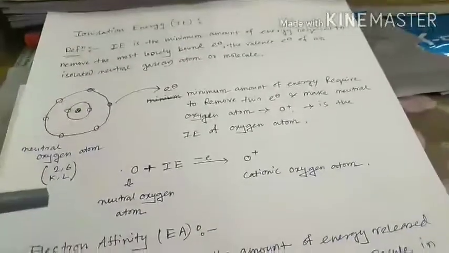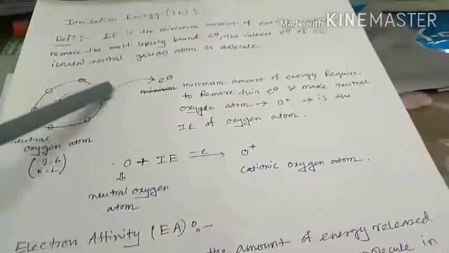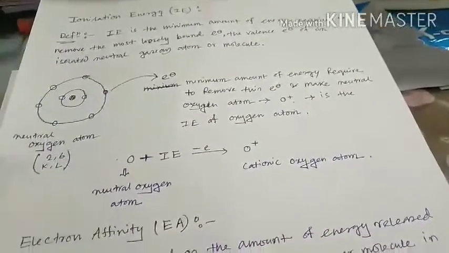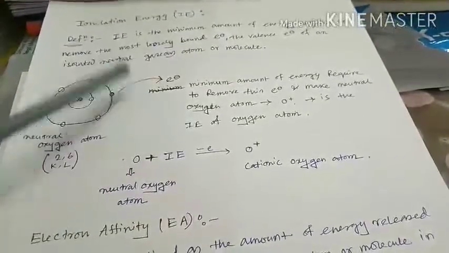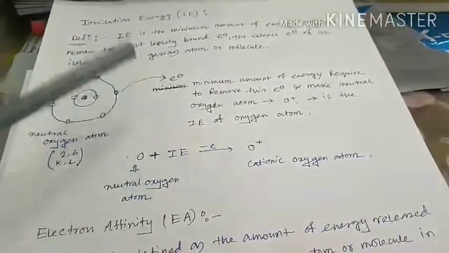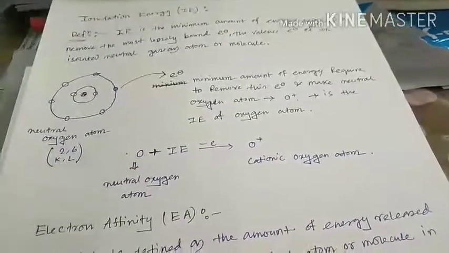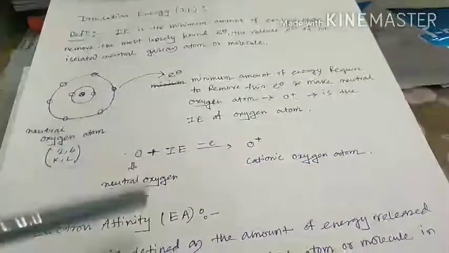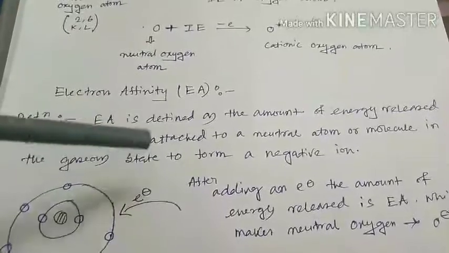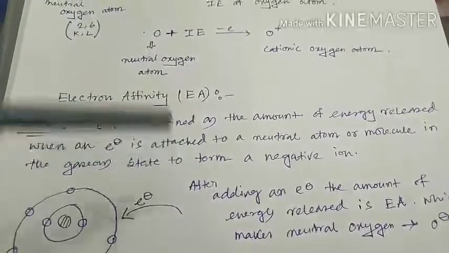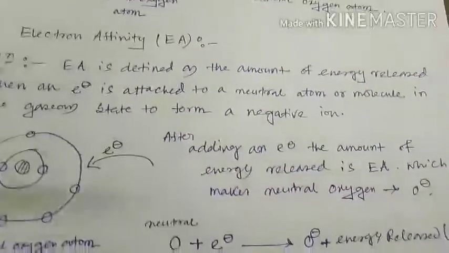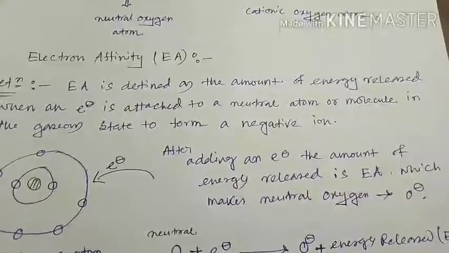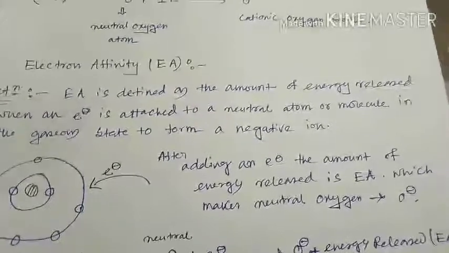But in ionization energy, to remove this electron we have to give some minimum amount of energy. So this energy is called ionization energy. But in electron affinity, after adding an electron, an amount of energy is released. This amount of energy is called electron affinity.